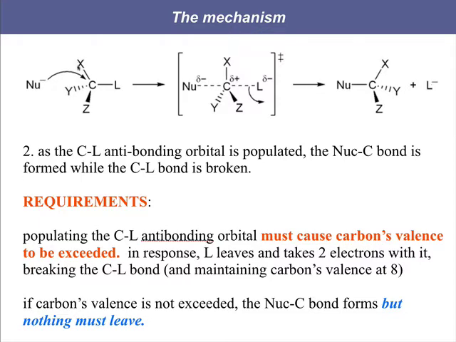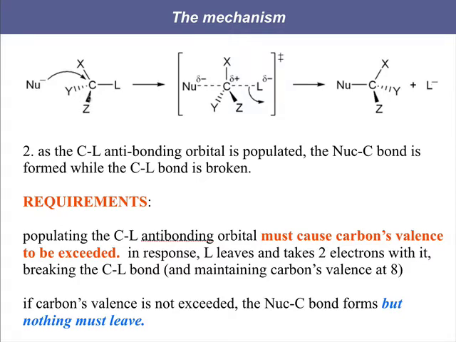The second step to keep in mind is that as the carbon-leaving group antibonding orbital is populated, the nucleophile-carbon bond is formed while the carbon-leaving group bond is broken. So what is required for that? First of all, populating the carbon-leaving group antibonding orbital must cause carbon's valence to be exceeded. So if carbon only has 3 bonds, for example, then when the nucleophile adds its electrons in, we're only making a 4th bond. So in that case, nothing needs to leave.